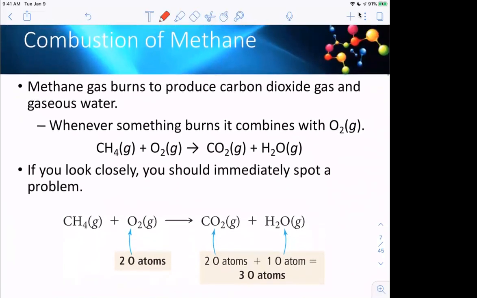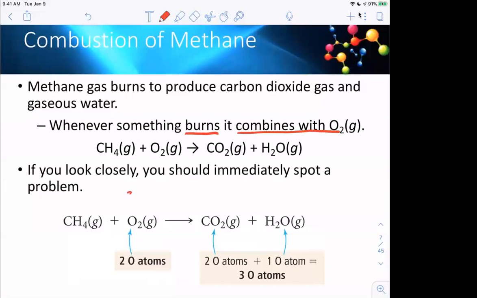So let's look at the combustion of methane. Methane gas burns in the presence of oxygen to produce carbon dioxide gas and gaseous water. Remember, whenever something burns, it's combining with O2 gas. If you look closely, you should immediately spot a problem.